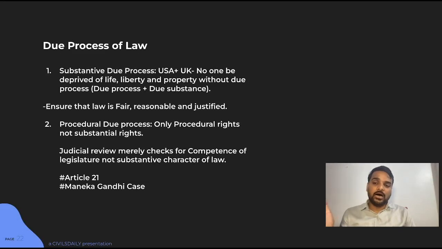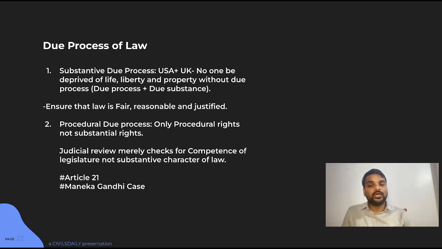Coming to another topic that is related to rule of law, that is due process of law. So do not get confused between rule of law and due process of law. Rule of law is a broader concept, but due process of law is related to the idea of deprivation of life, liberty and property. How, on what grounds, what is the limit within which you can be deprived of life or liberty or even property.